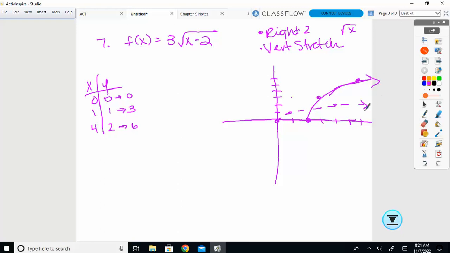What's the domain and range of that? 2 to infinity for the domain, bracket 2 to infinity. Range would be bracket 0 to infinity.